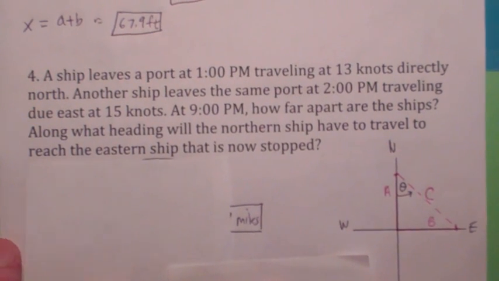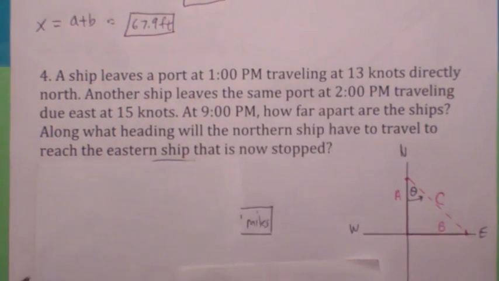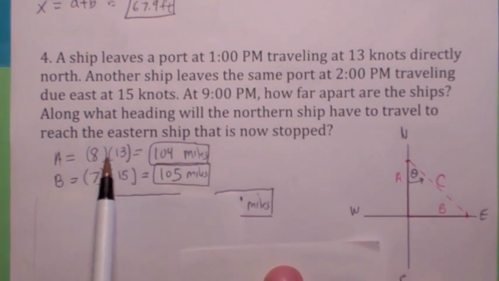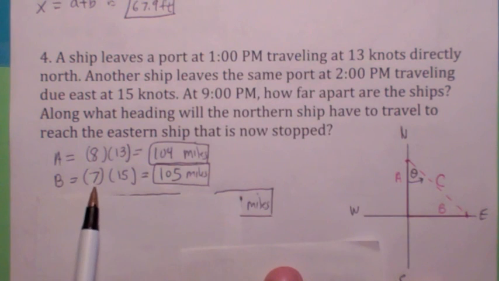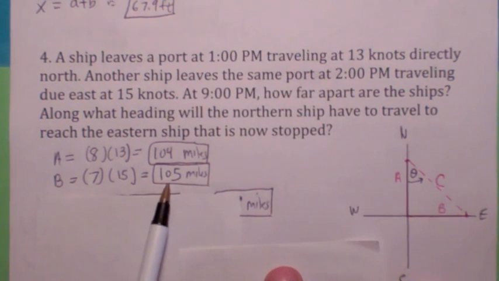Okay, in this one, let's look at this picture here. You've got one ship that leaves and travels north at 13 knots, that means 13 nautical miles per hour. An hour later, a second ship travels east at 15 nautical miles per hour, and then at 9 p.m., the first ship has been traveling 8 hours, and the second ship has been traveling for 7 hours. How far apart are they? Well, first of all, at 13 knots for 8 hours, ship A has gone 104 miles. Ship B has only been going 7 hours, but it's been going faster, so it's been going about the same distance. It's been going 105 miles.